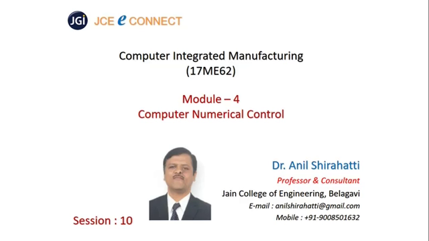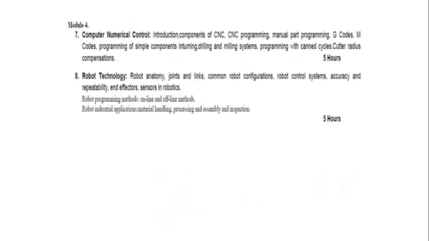So in today's session, that is session 10 on computer numerical control, we will be dealing with two problems. One is using G02 and G03 to do a turning operation, and then G70 and G71 to do the rough turning and finish turning.